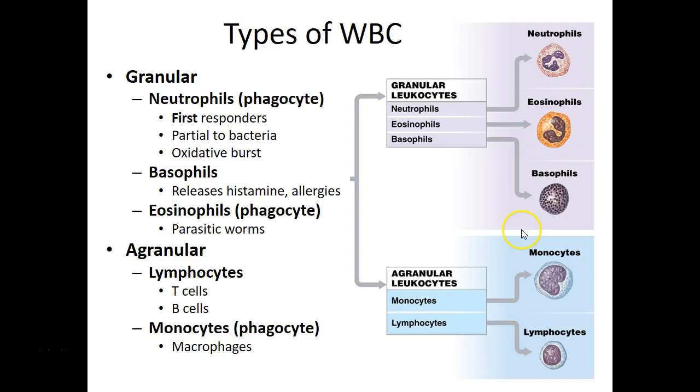But as far as the detail we're going to go into for this, the two major categories of white blood cells are granular versus agranular. So not surprisingly, granular means that they have granules in them. Agranular means that they don't. The two agranular types are monocytes and lymphocytes. All the rest of them are granular: basophils, eosinophils, and neutrophils.